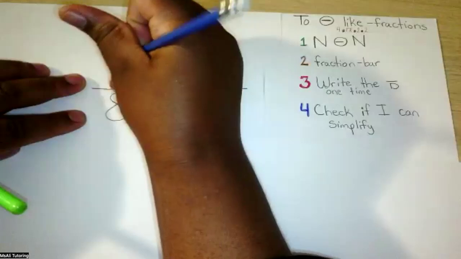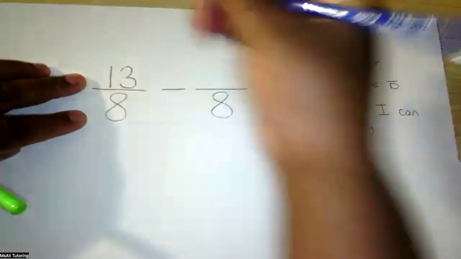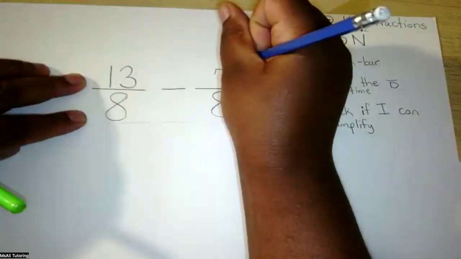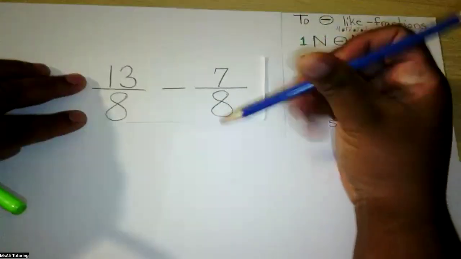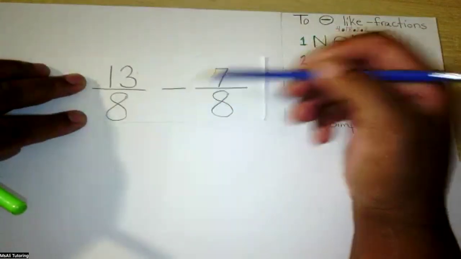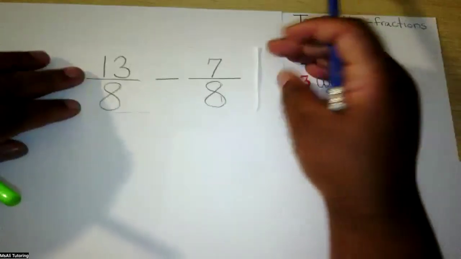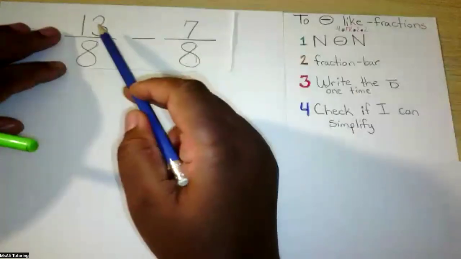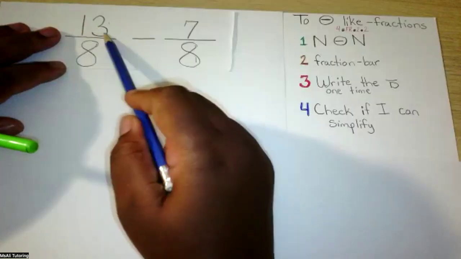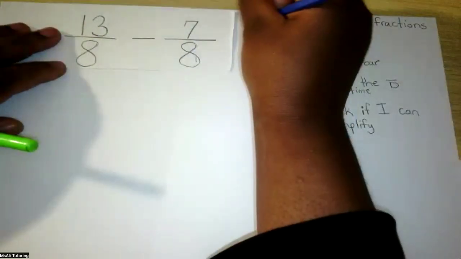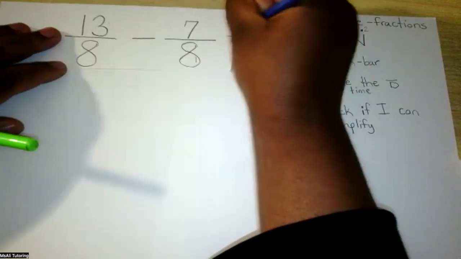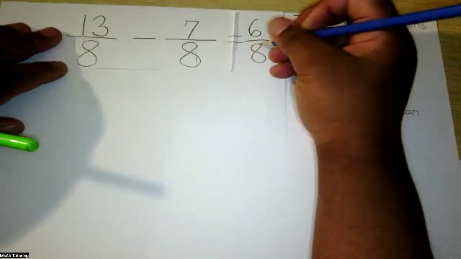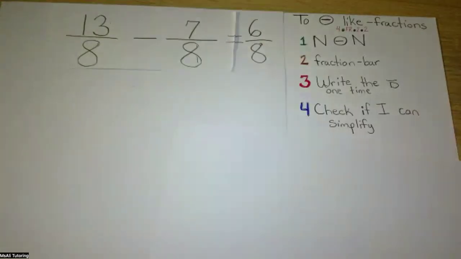So if I were to give them numerators, such as 13/8 minus 7/8. 13/8 minus 7/8. My denominators are the same, and so when it is time to subtract them, I just need to subtract my numerators. 13 minus 7 is 6. Fraction bar, write the denominator one time. Check if I can simplify.